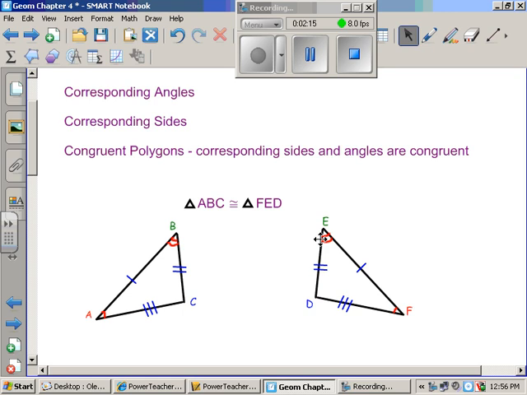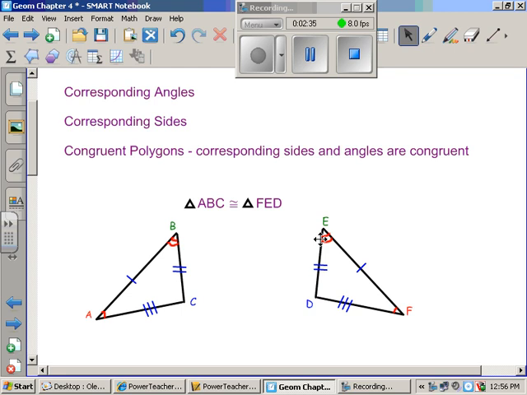So remember we said A and F are corresponding, so they are both going to be in the same position in the list of letters. Okay, A is first and F is first. Then B and E, they're second, and C and D, they're third. So the corresponding angles are matched up, as well as the sides.